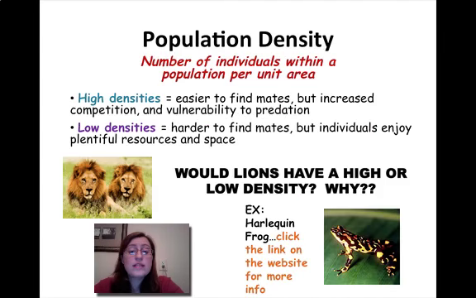We can also look at the density of a population. How many individuals are living within a certain area? So a high density population would be something like millions of bacteria living on a small bite taken out of an apple. Whereas low density, as we see there with lions, because there might be 5 or 6 lions, but they have 100 square miles. So they're very spread out.